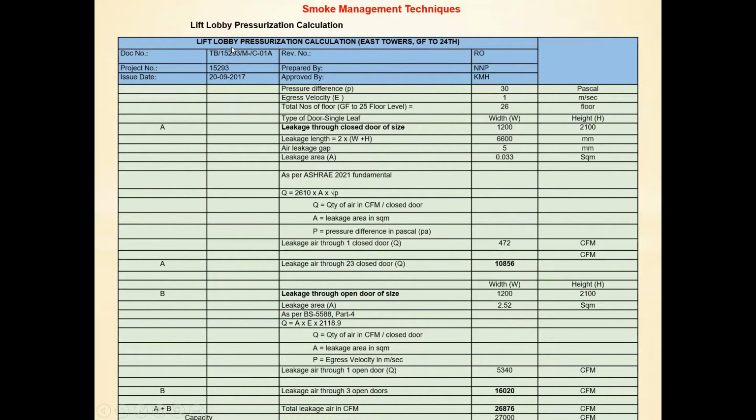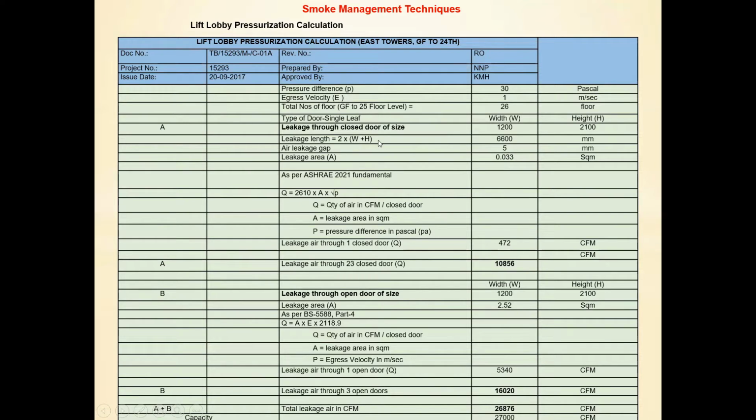Now coming to the case of lift lobby pressurization calculation, here we need to maintain a pressure differential of 30 Pascal. Otherwise, the calculation is similar to the staircase pressurization calculation. Egress velocity, which is to be considered, is 1 meter per second. Total number of floors are 26. And the single lift door size is assumed to be 1200 by 2100.